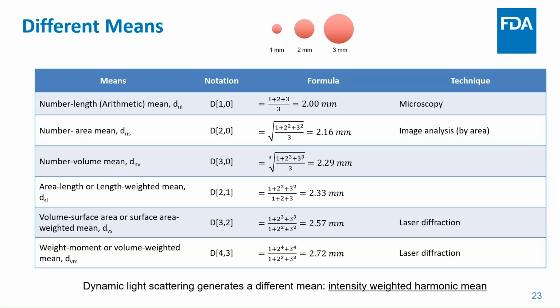So even if you are presented with a mean value, my point is, it is a significant challenge for you to realize how you should evaluate that number, because there are so many different ways to describe means. And a mean is only one of the two critical numbers we need to look at in terms of particle size, and the other is distribution.